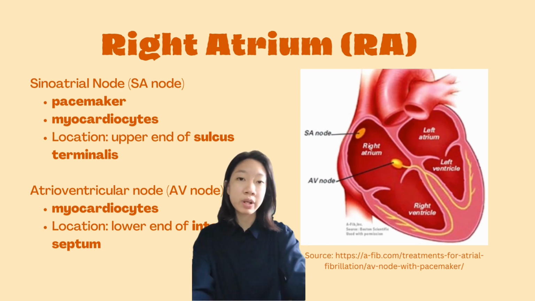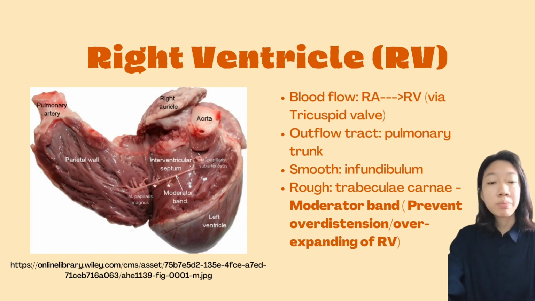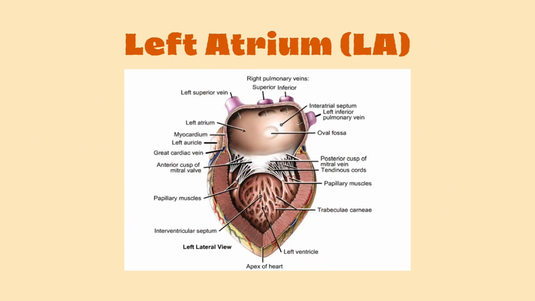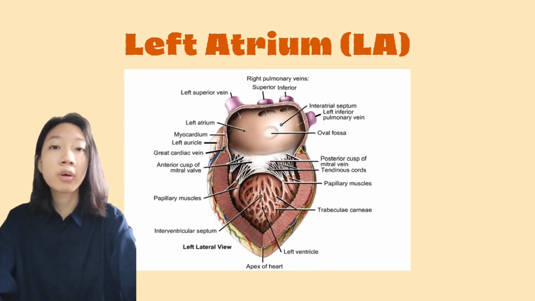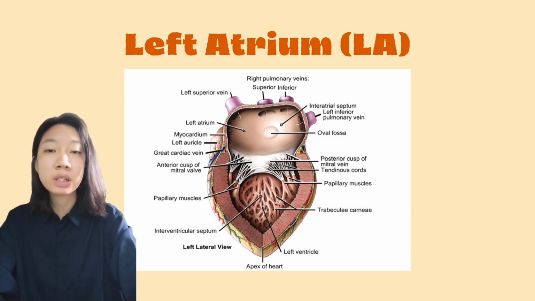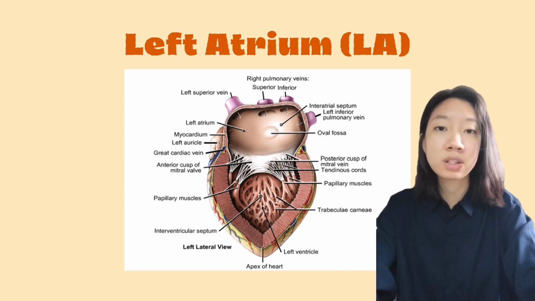Blood flows from superior vena cava, inferior vena cava, and coronary sinus will drain into right ventricle via tricuspid valve. I would like to highlight the rough part of the right ventricle, where moderator band is present. The moderator band connects the interventricular septum to the anterior papillary muscle to prevent overdistension. Left atrium forms the base of the heart, and the entire interior part of left atrium is smooth, except the auricle. And again, what makes it rough is because of the musculi pectinati.